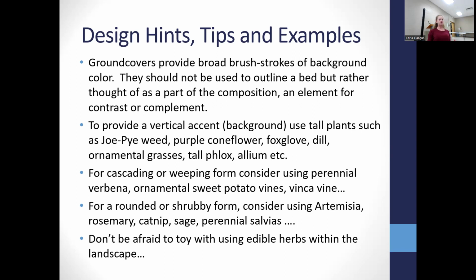If you want a rounded shrubby form, the Artemisia, which again is going to be kind of a neutral color, that silver gray. Rosemary has kind of a silverish, well, more of a green-gray look to it. Catnip and catmint, sage, perennial salvias. And don't be afraid to incorporate edible herbs within the landscape.